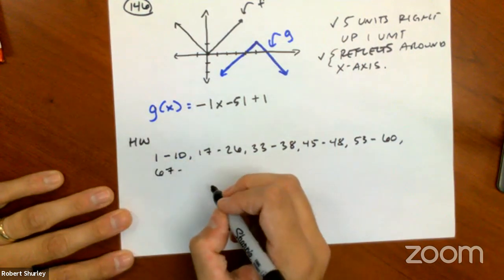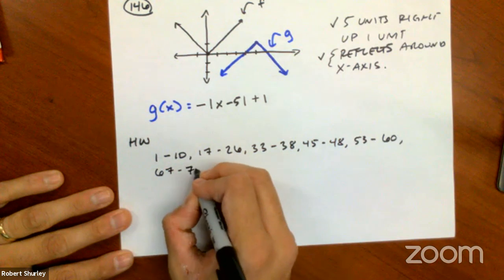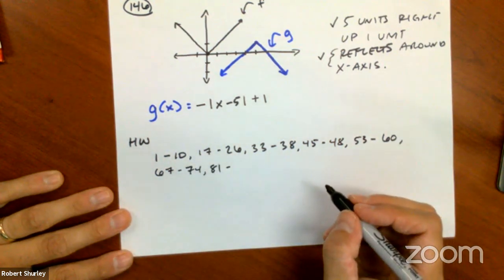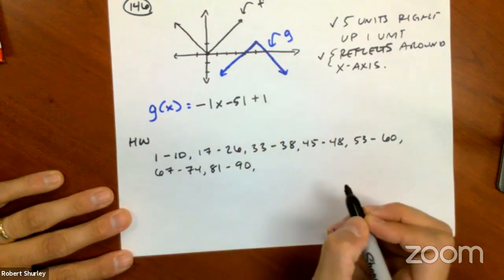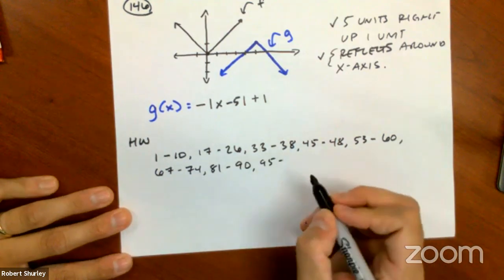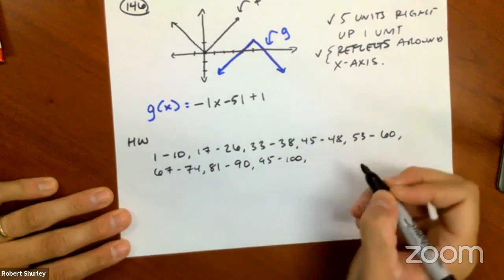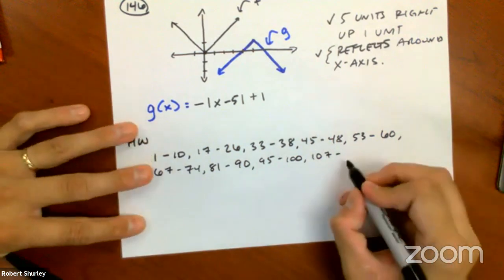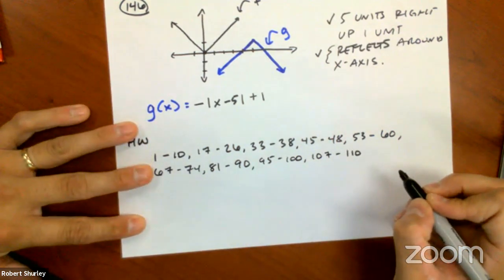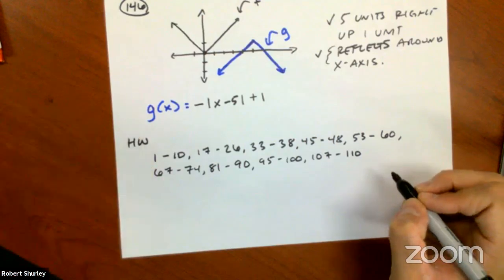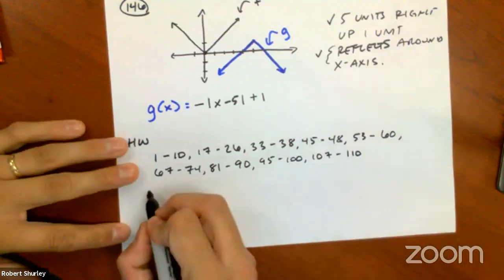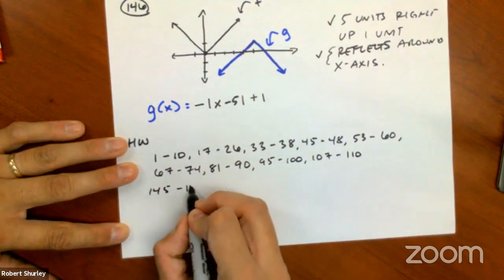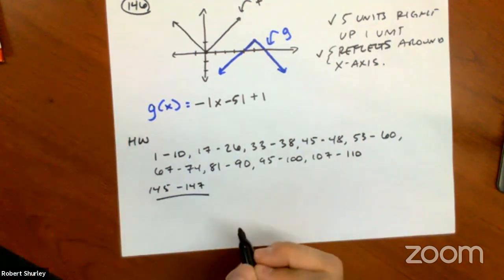67 through 74, 81 through 90, and then 95 through 100, 107 through 110, and then 145. Now I do want you to do 145 through 147. I like those questions where it hit 146 already.